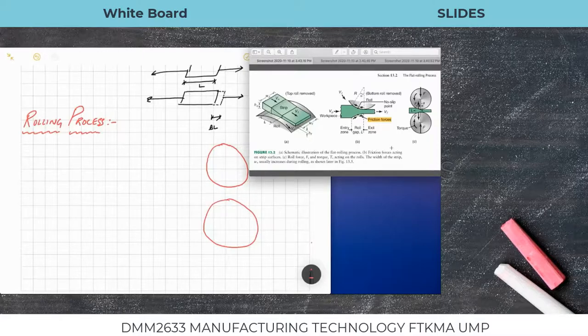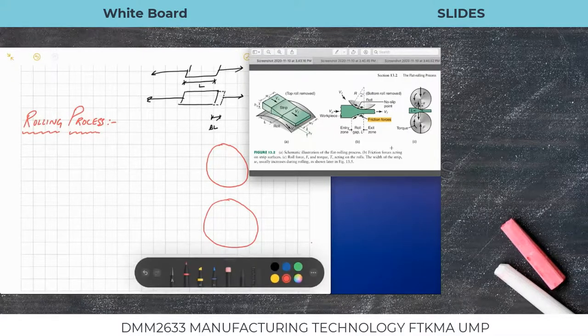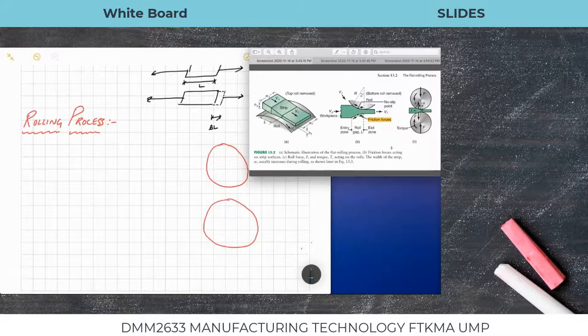Then I want to roll my steel, or roll my blank, or roll my material, right? So initially I have got a thicker piece, and that thicker piece is going to be rolled into a thinner piece. This thicker piece has an initial thickness of T naught. T means thickness, naught means initial. So this is the initial thickness, T naught.